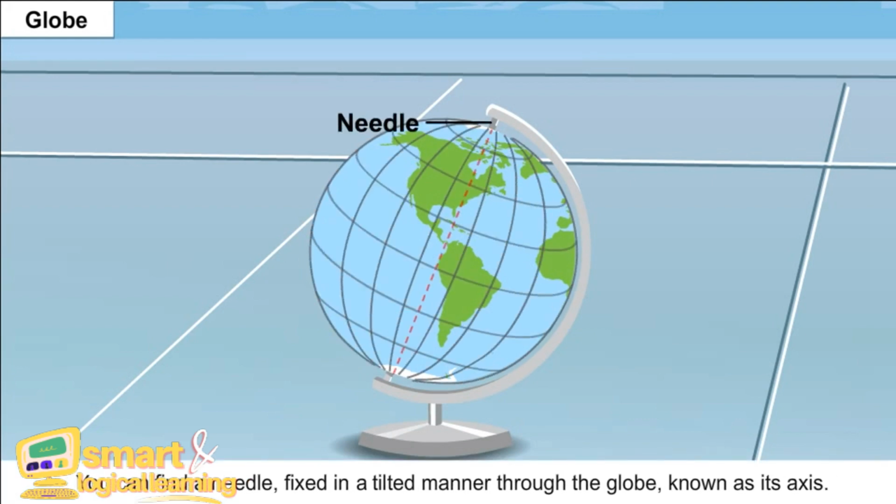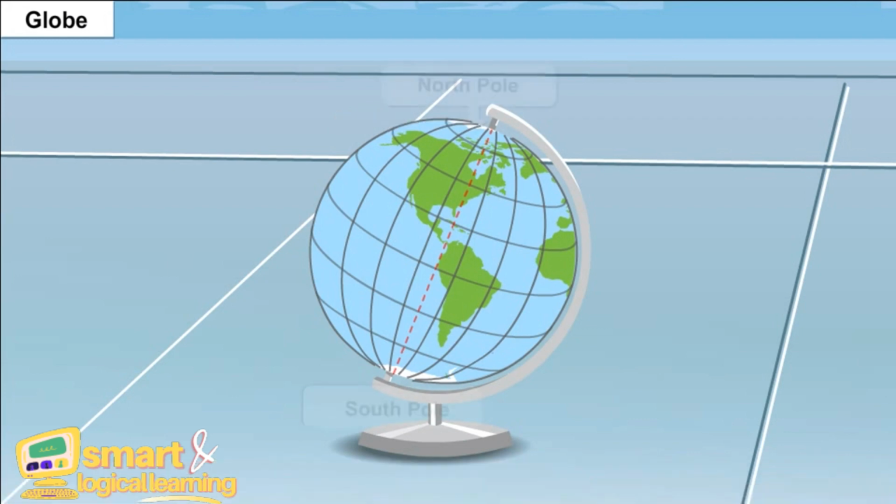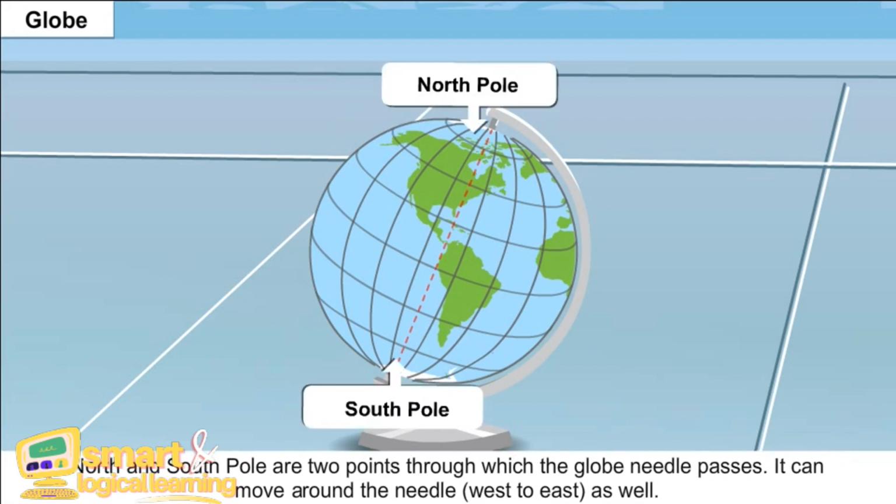You can find a needle fixed in a tilted manner through the globe, known as its axis. North and South Pole are 2 points through which the globe needle passes. It can move around the needle west to east as well.